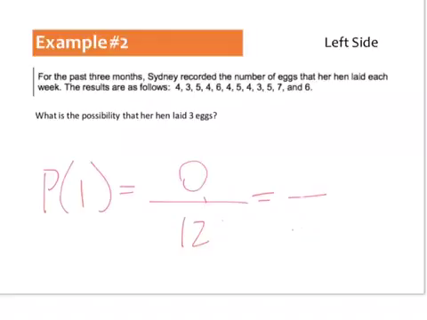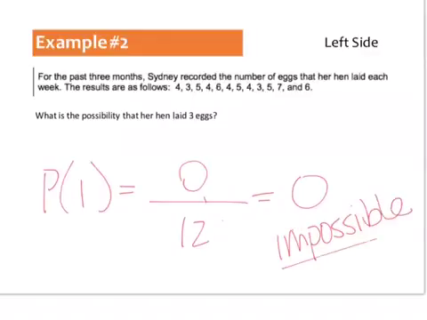Her hen is able to lay 3 or more eggs. So the probability of her laying one egg is 0. And when you simplify 0 over 12, it's just going to be 0. And whenever we have a probability of 0, we say that that is impossible. If something can never happen, then it's impossible. So in this case, we would call this situation the possibility of laying one egg, is 0 or impossible.